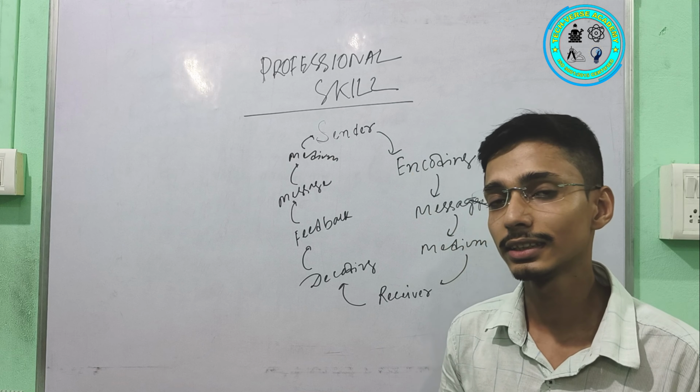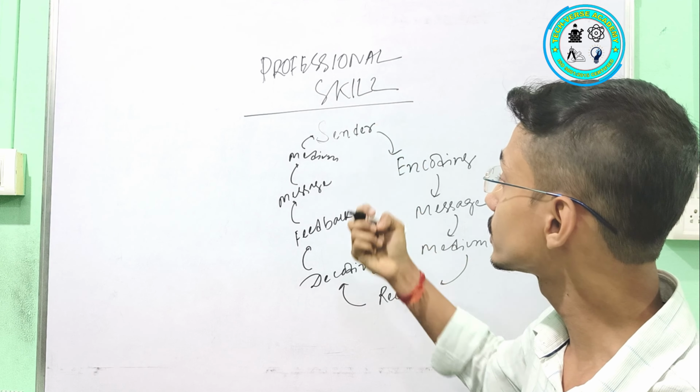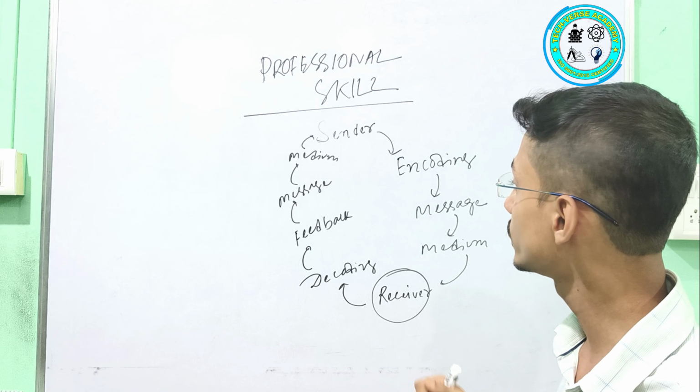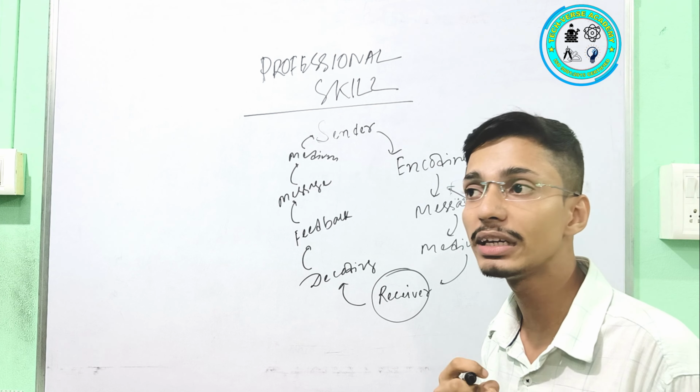From this cycle, we can know that professional communication skill is a cyclic process, where the sender sends a message through encoding, and after that we need a medium to send this message to a receiver. We can't directly send the message from sender to receiver. We have to follow a cyclic process. This is our cycle of communication, through which the sender encodes any message so that it can be easily understandable to the receiver.